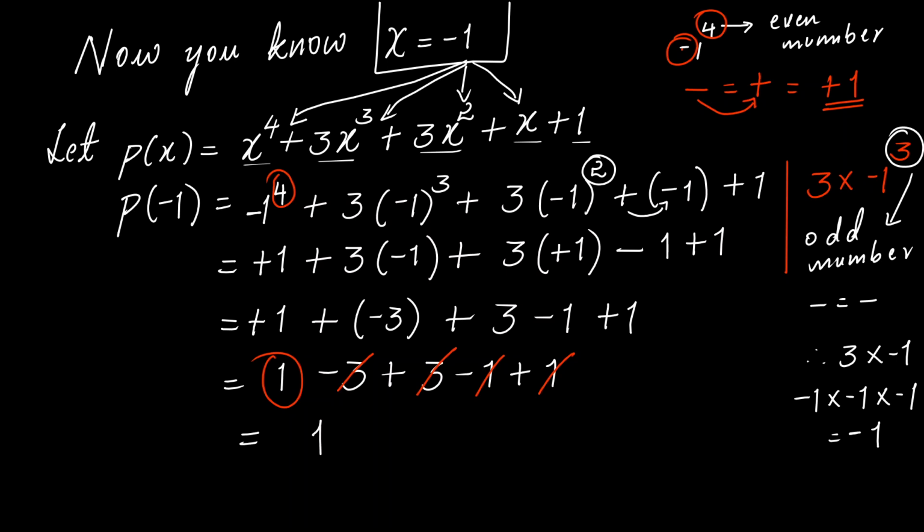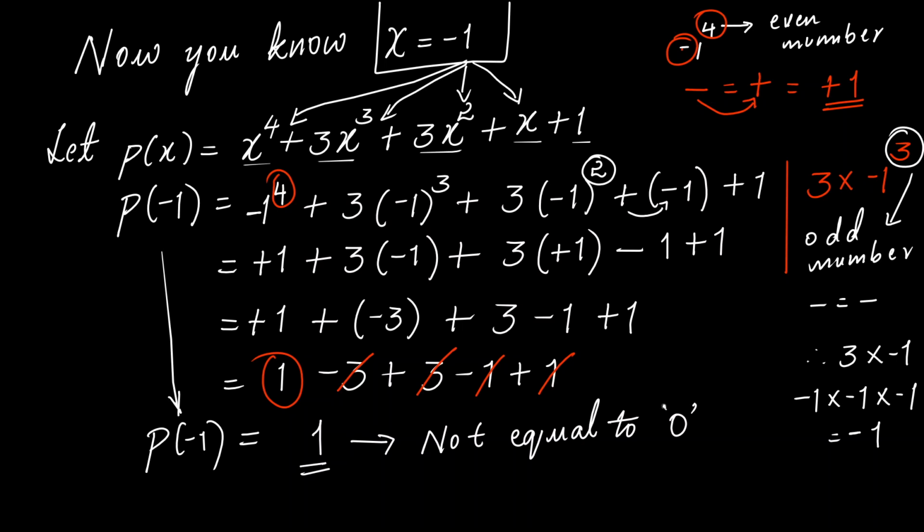So, the polynomial expression p of minus 1 is equal to 1. Since p of minus 1 is not equal to 0, x plus 1 is not a factor. Here we got 1. Instead of 0, we got 1. That's why this is not a factor. x plus 1 is not a factor.